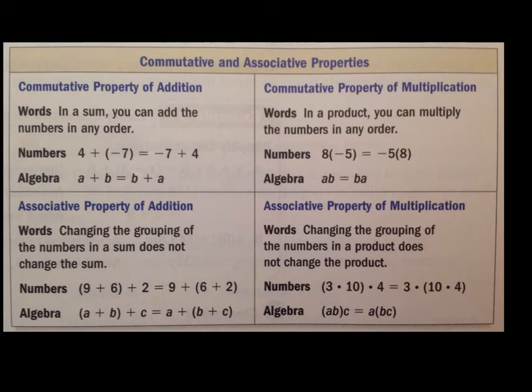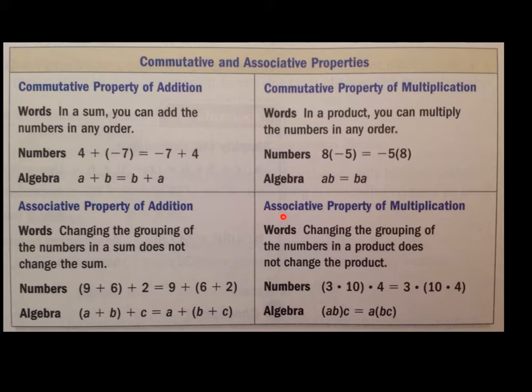Okay, let's move on to multiplication. In a product, we can multiply numbers in any order. That's the commutative property. So if we take 8 times negative 5, we're going to get the same answer as if we take negative 5 times 8. In algebra, that translates to a × b is the same as b × a.